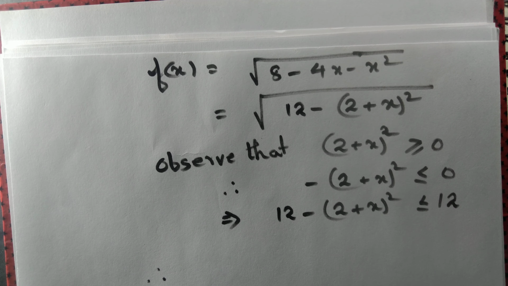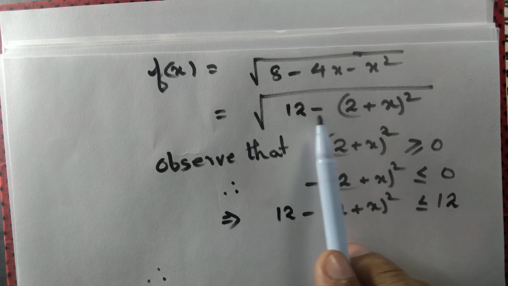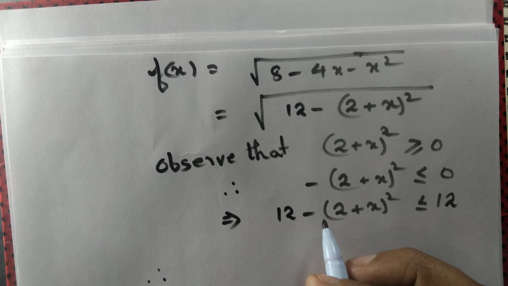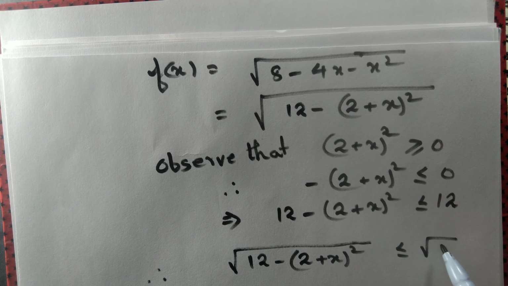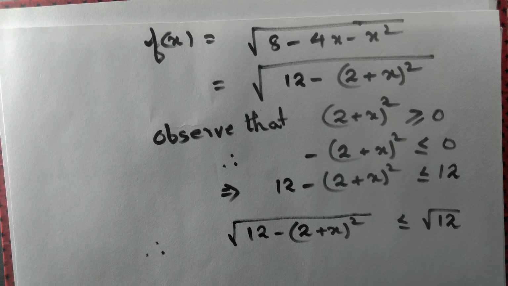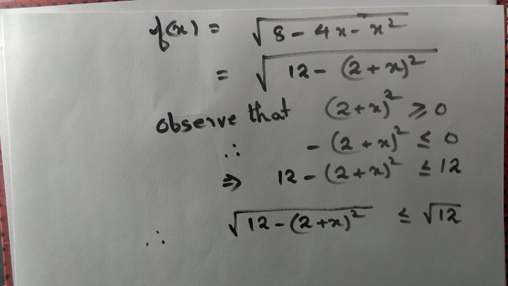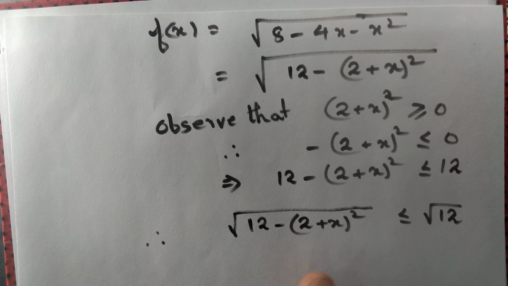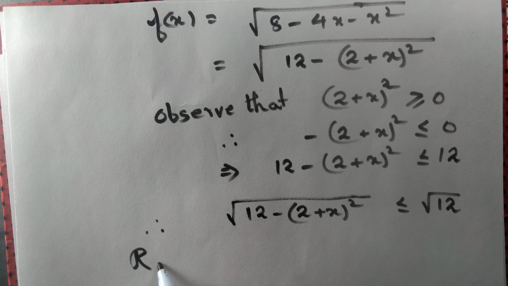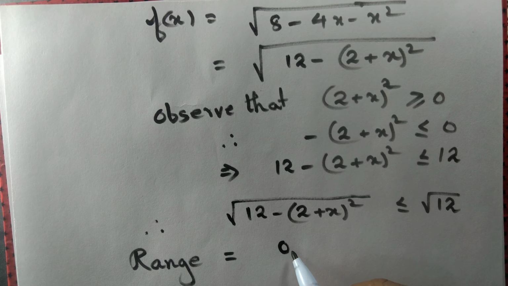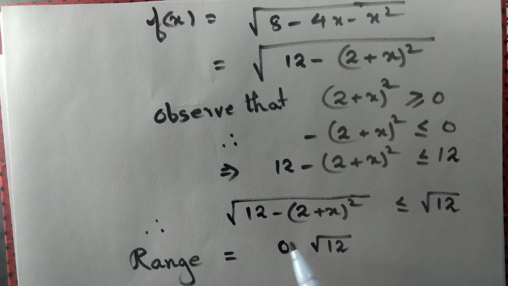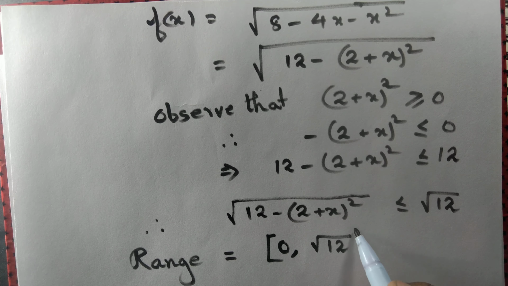Therefore, you can say that f(x) is always, okay, let's take the square root as well. Square root of 12 minus (2 plus x) whole thing square is less than or equal to root 12. Therefore, we expect range to be equal to all the real numbers from 0 to root 12, both included.